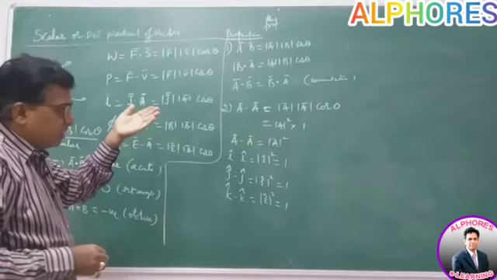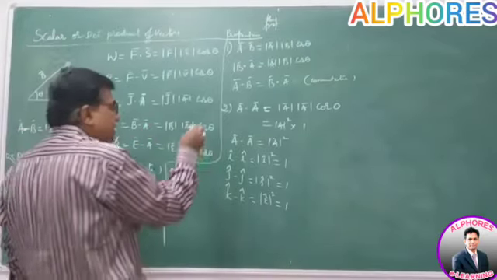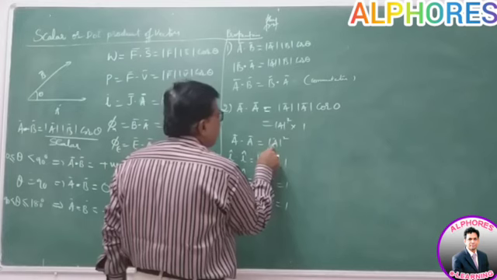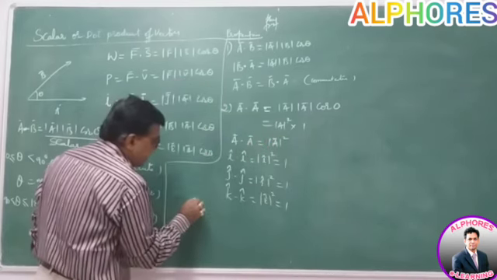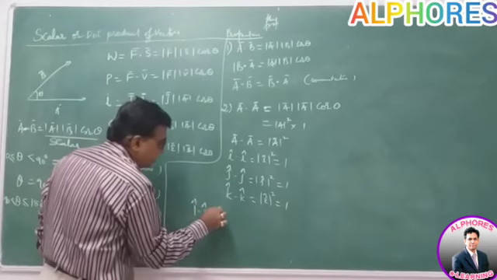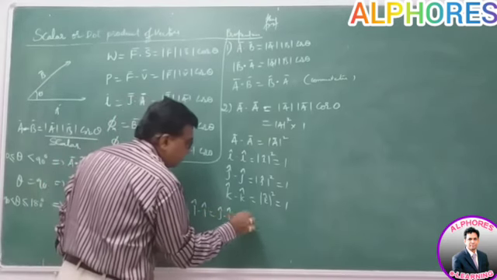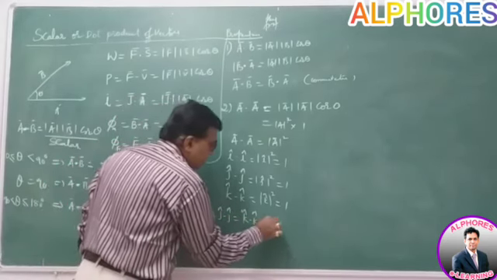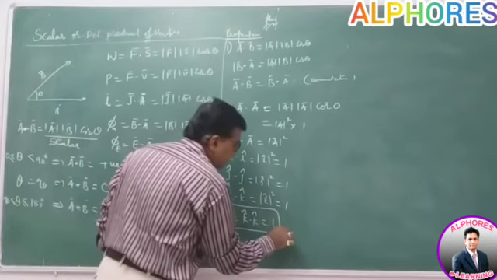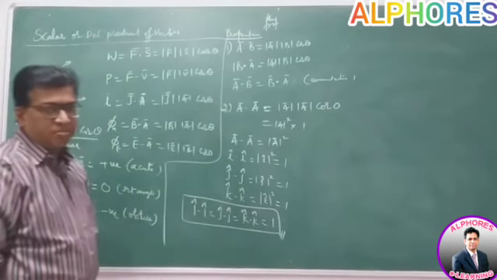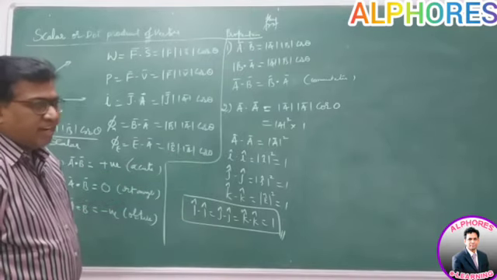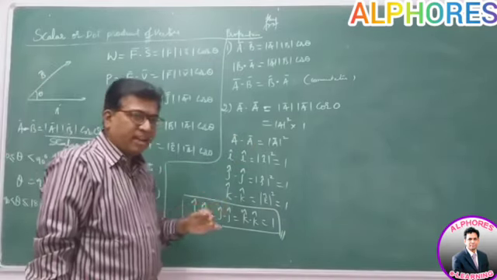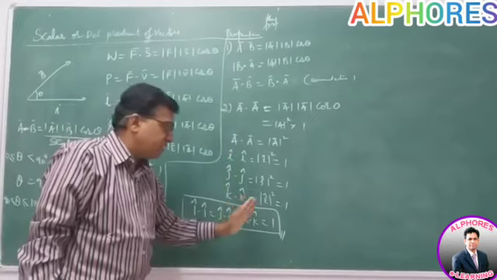So the dot product of the same vector always gives the magnitude squared. So I can write I dot I is equal to j dot j is equal to k dot k is equal to 1. So this way the dot product of two vectors can be defined like this. A dot A is A square, I dot I is 1, j dot j is 1, k dot k is 1.